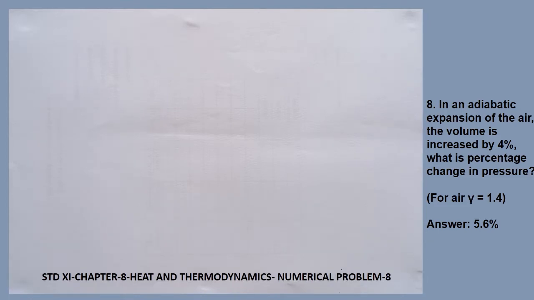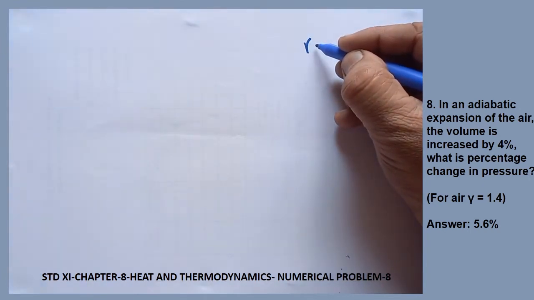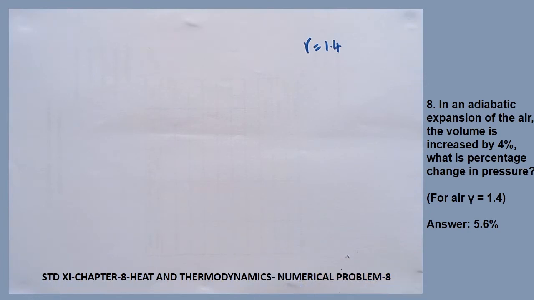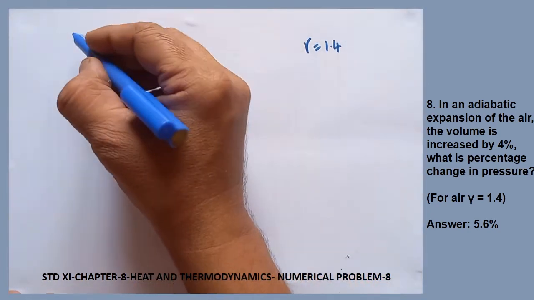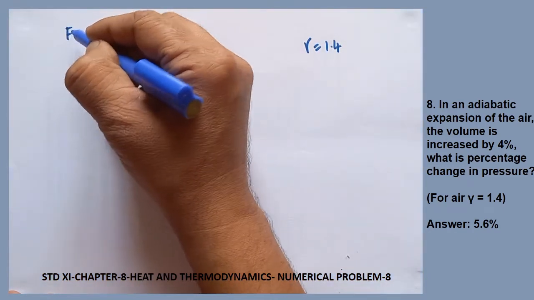Here gamma of air is given. Gamma of air is 1.4. That is the data which is given in the problem. Since it is the adiabatic process, we have to write the equation of the adiabatic process. So, how to start with?